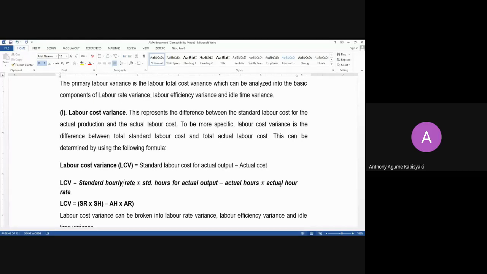So if I say standard hourly rate, but the labor force is remunerated on a daily basis, then I may not use hours here. I may say standard daily rate. If it is weekly, then I may not use daily or hourly. I will say standard weekly rate, then times the standard weeks for actual output. If it is monthly, then I will say standard monthly rate. So this one will change depending on how the labor force is remunerated.